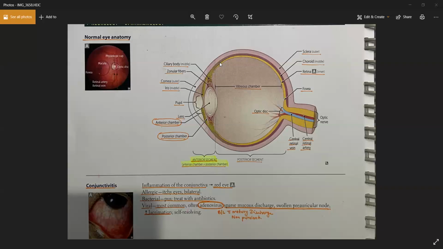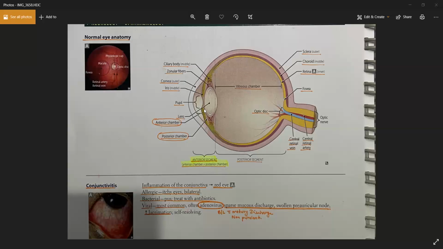And then finally you have the retina, which is nothing but the optic nerve that ultimately forms the retina. In the center of my optic nerve, or the optic disc, you have the central retinal vein and artery supplying all the structures of my retina. So that's about the anatomy of my eye.